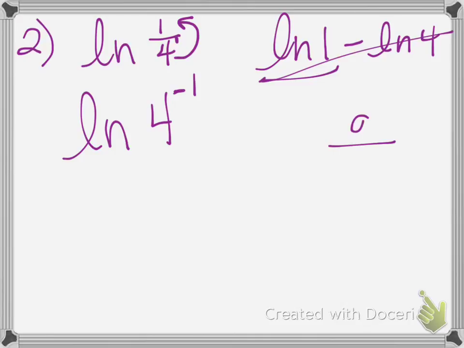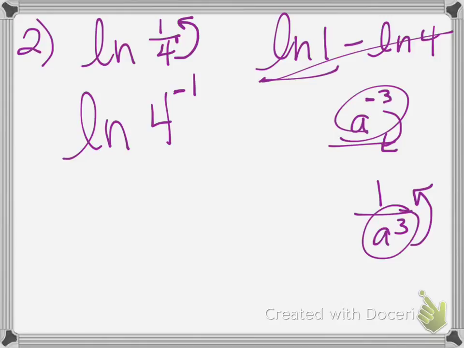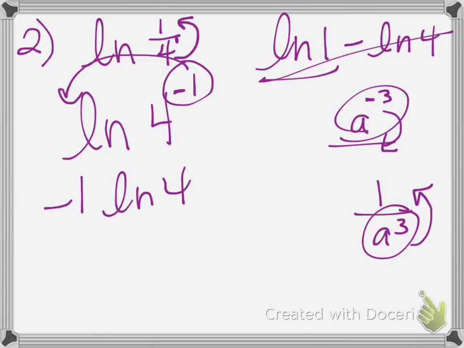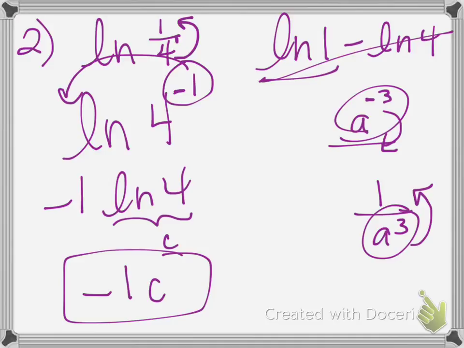Because remember, if I had a to the negative third power, I just had to move it down, and it'd be a to the third power. Well, if I wanted to negate this, I can just move it right back up, and then I'm back at negative third power, okay? So just a refresher on your exponent rules there. Now this is a power rule, and I'm going to move this negative 1 in front. So I have negative 1 ln 4, and the ln 4 can be replaced with c, so I have negative 1 c. Or you could really just write that as negative c.